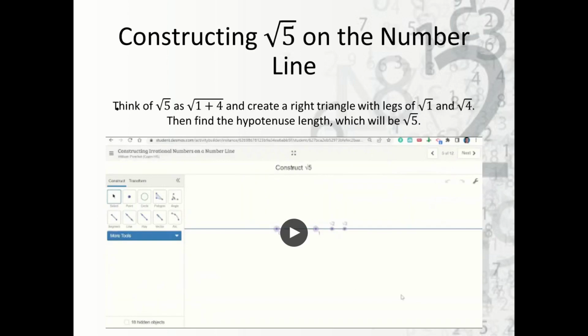Next, we will take a look at how to construct square root of 5 on the number line. And we're going to think of square root of 5 as being square root of 1 plus 4. So we would have legs of square root of 1 and square root of 4. We could also have square root of 2 and square root of 3. Either one of those works. And here's a video that shows you how to do that.